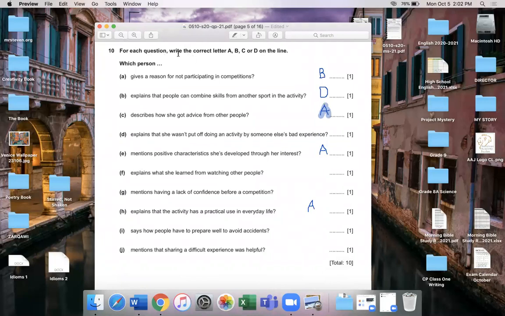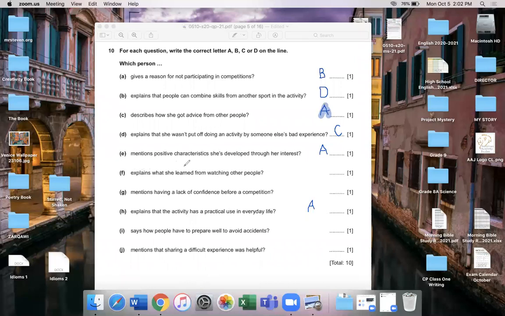So we're just going to do a couple more to give you a feel for this, and then we're going to come back and check our answers. So this is C, I think. And then E, I agree, is A. It mentions positive characteristics she's developed through her interests. I agree that that was the first character.